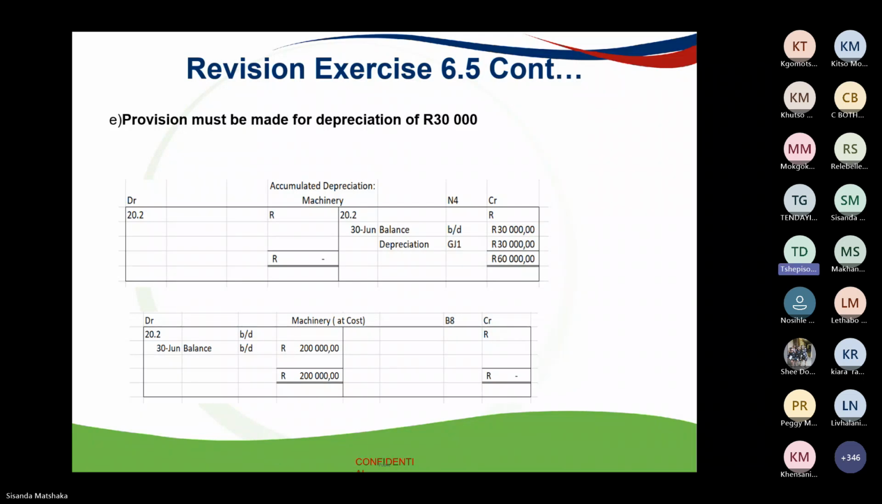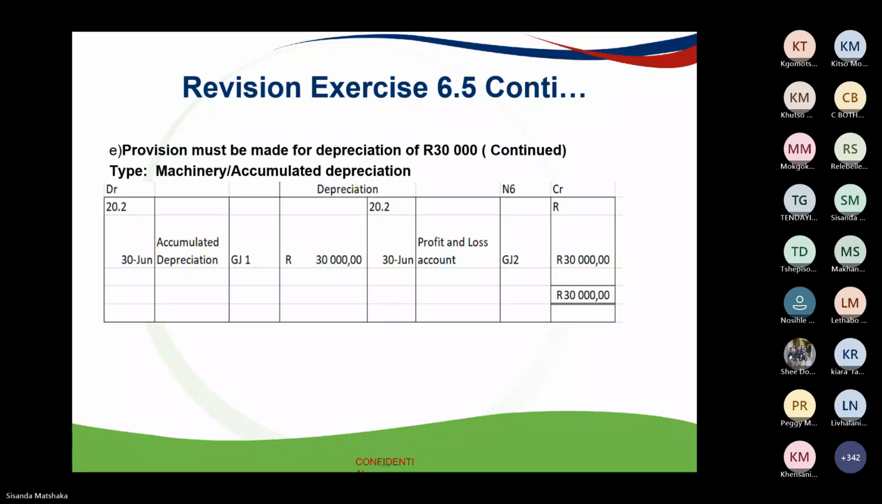And then part E of the additional information relates to the provision that must be made for depreciation of 30,000. That's literally the information that we have been given from the additional information. And we're just recording part 1 of the question, which is to open the above accounts in the general ledger. Go to the next slide for me. Next slide again.